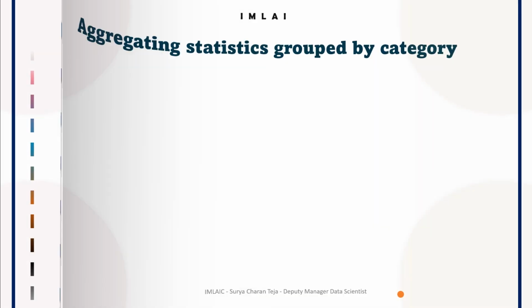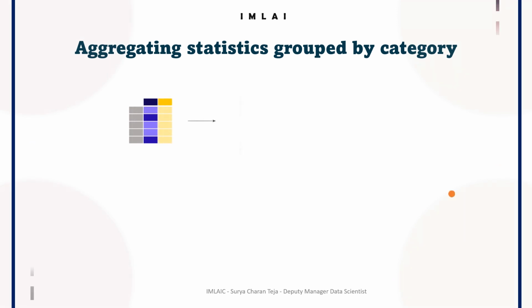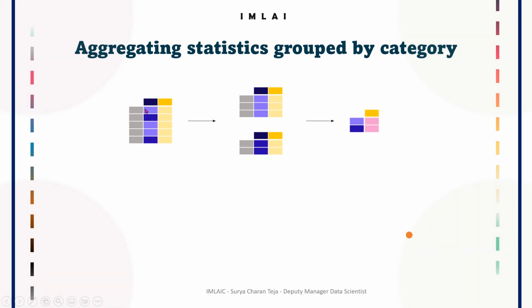Let's deep dive into the aggregations. So now we will look into aggregating statistics grouped by category. So let's take one example. On the screen, on the left side, you can see a data frame. For example, let's take sex. That's the series label, and inside that we have male and female. The light color is male and darker blue is female. In that case, the first aggregation takes place at male level and female level.